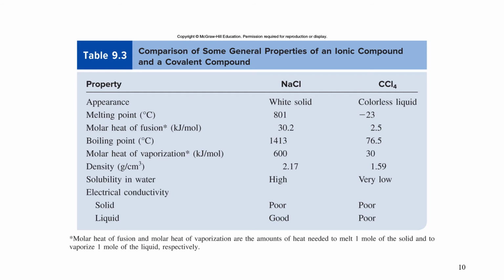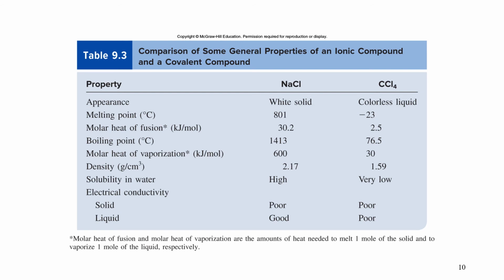So we are comparing ionic versus a covalent compound here, and this also explains the difference between the strengths of an ionic bond and a covalent bond. So remember that an ionic bond is an electrostatic attraction. The covalent bond is a sharing of electrons.